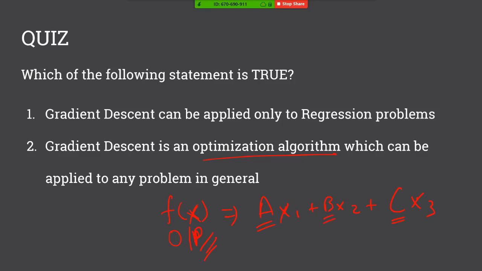So it could be something like, let's say the output I'm expecting is the sales of my shop, and the sales depend on several factors. Maybe it depends upon how many hours I work, maybe it depends on what kind of products I have, and so on. You associate some weights to it, and if you want to maximize the sales, then you can apply the gradient descent algorithm to find these parameters which will maximize your sales.